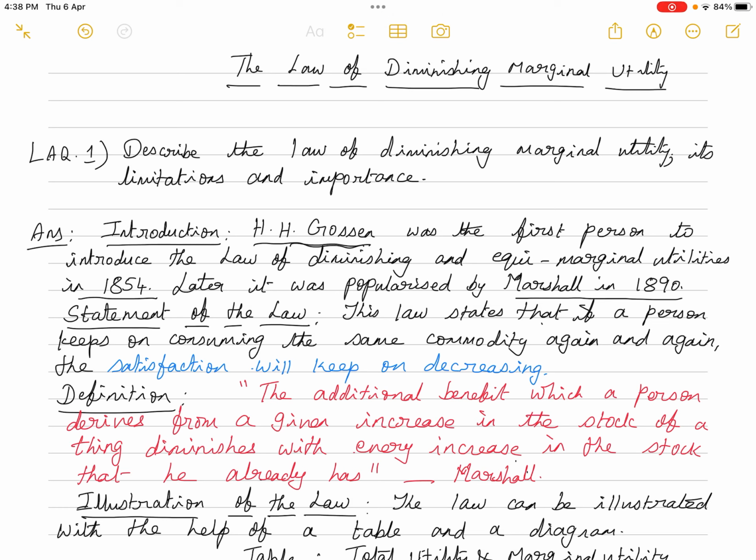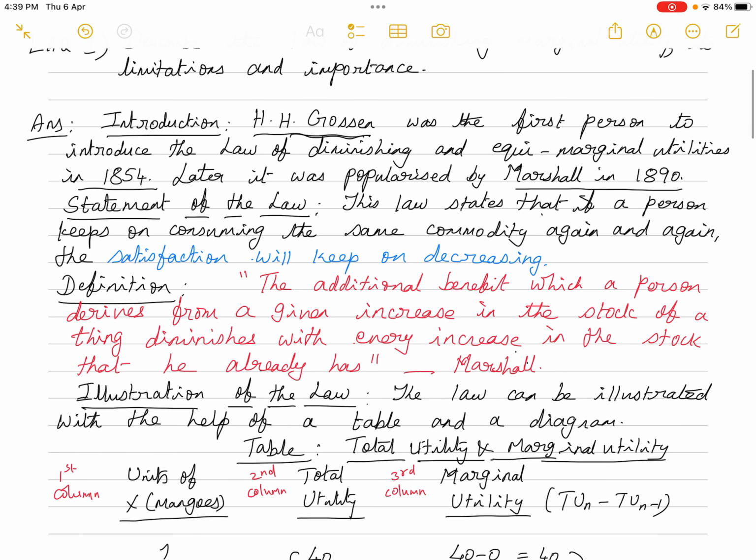So if the consumer keeps on consuming a particular commodity one after another, the same commodity over and over again, the satisfaction he is going to get after each successive unit of consumption keeps on decreasing. So this is what the law is going to highlight. Okay, so this is the statement of the law.